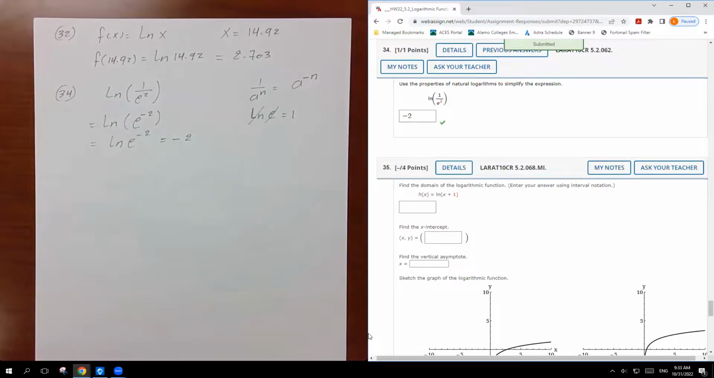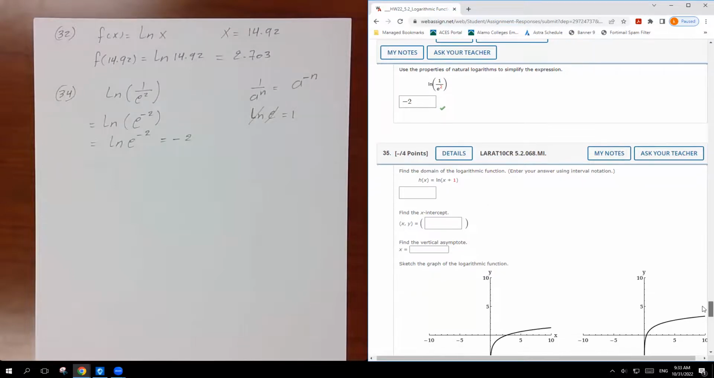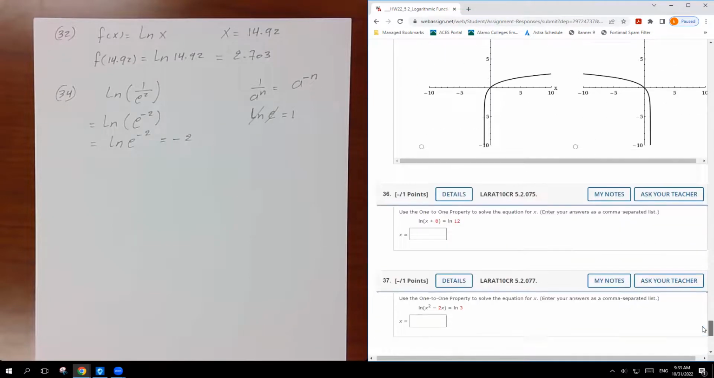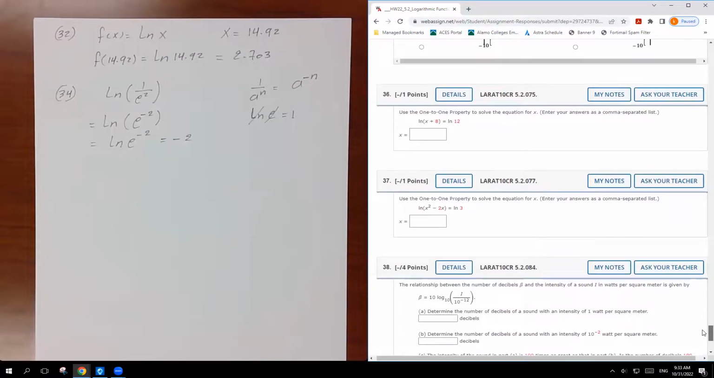Example 35 is going to be the graphing. So let's jump in. We're going to do exactly the same thing we did in the graph examples. We're going to find the domain, the x-intercept, and the vertical asymptote. Example 36 is how to solve using the one-to-one property.